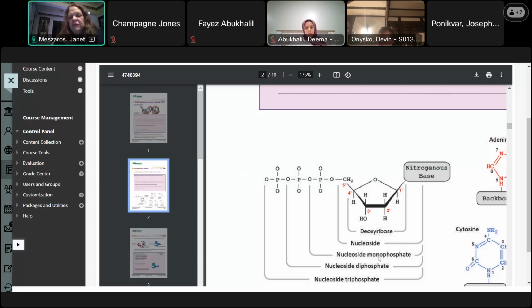Now, I'm not going to be testing you on nucleoside monophosphate, diphosphate, or triphosphate, but this just tells you here, there's only one phosphate group, so it's called a nucleoside monophosphate. When it has 2 phosphate groups, it's a nucleoside diphosphate, and when it has 3, it's a nucleoside triphosphate. But then when you add the base to it, it becomes a total nucleotide. Okay? All 3 components. This whole thing is a nucleotide.